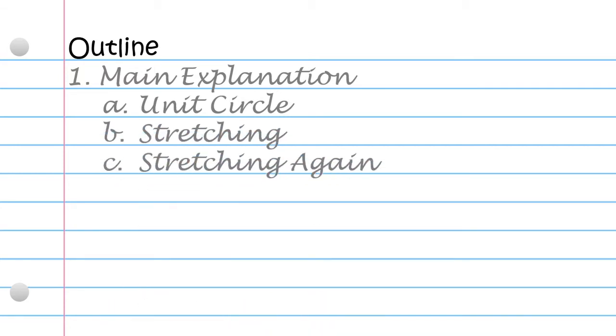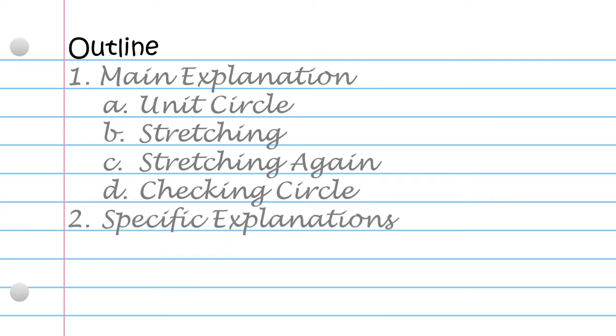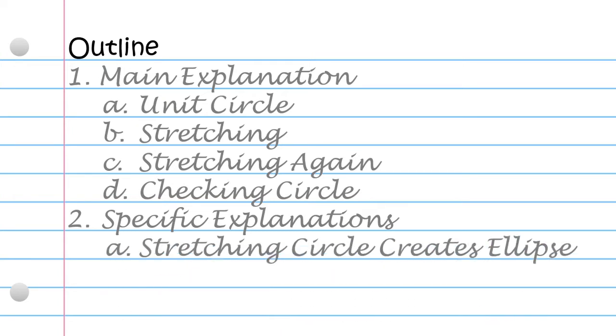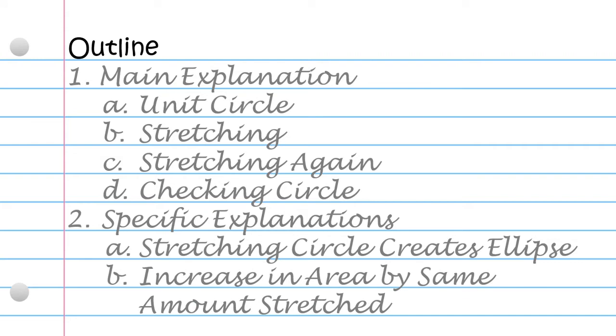And now when we have the formula of this general ellipse, make sure it works for a circle because we already know what the area of a circle is. And then I want to talk about specific explanations for specific questions about this main explanation. So first, why would stretching a circle create an ellipse? And second, why would there be an increase of area by the same amount that you stretched it?